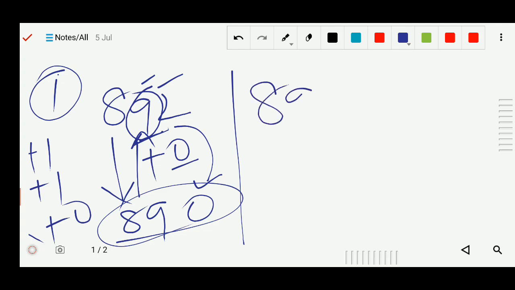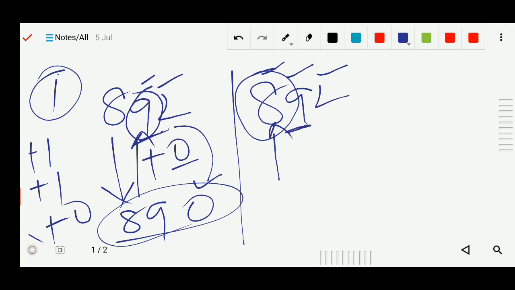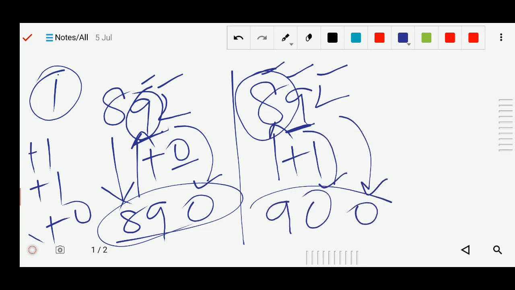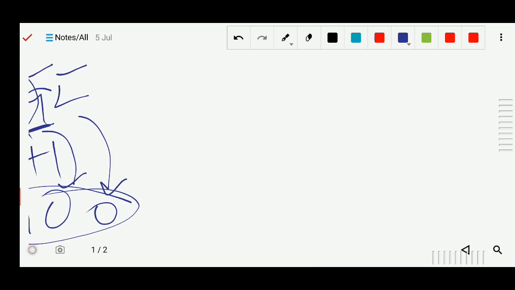Same number, 8, 9, 2. For 100: ones, tens, hundreds. Circle it, put the arrow. Here is 9, so greater than 5, so we will do plus 1. 8 plus 1 is 9. The 9 will be 0, the 2 will be 0. So your answer is 900.